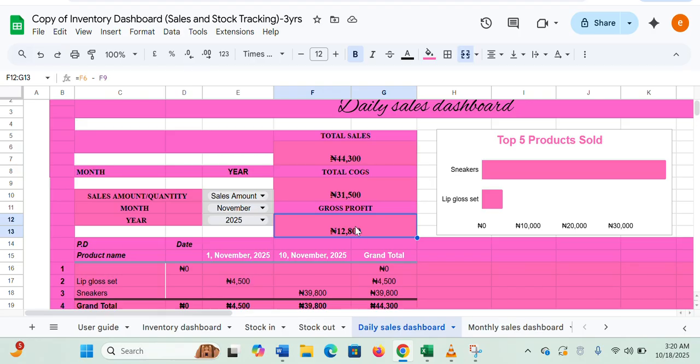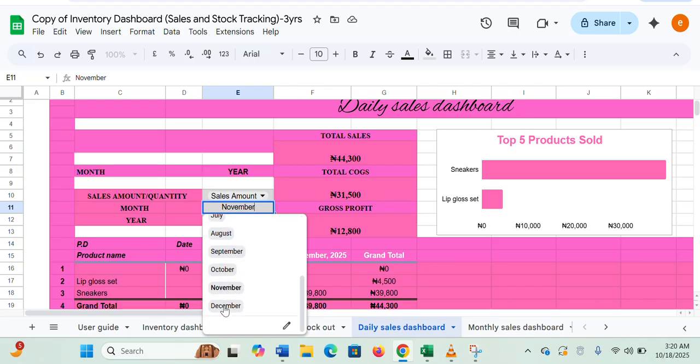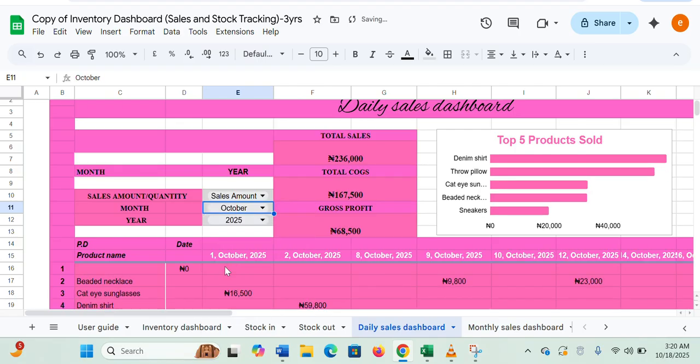Then the profit you made in the month of October is simply 12,800. So now let's go back to the month of October, because that is where we have much more goods.